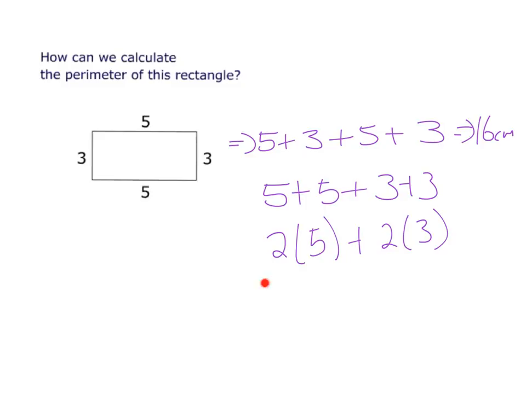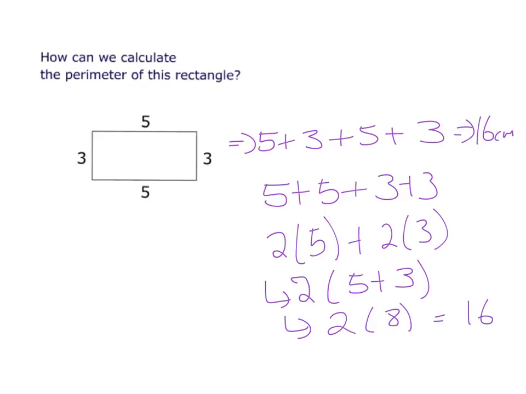Another way of writing this here is I have 2 sets of 5 and 2 sets of 3. So our commutative laws and our distributive laws will come into effect here. And what I could essentially say is this is the same as writing 2 times 5 plus 3. And I could simplify that one down a little bit further, and I could have 2 times 8, which would give me 16. So you can see that there are a lot of different ways of finding the perimeter and different ways of writing down how you found the perimeter of this rectangle.